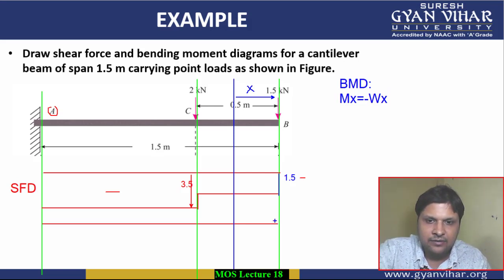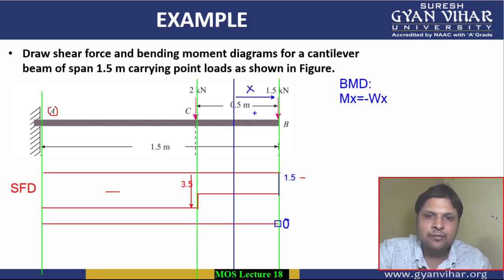At this particular point here, the x value will be 0, so here the bending moment will be taken as 0. Now moving to the leftward side, the bending moment at this point where the 2 kilonewton force is acting: if you keep the section here, students, at the 2 kilonewton force, then the bending moment caused by the 1.5 kilonewton force will be 1.5 into the distance 0.5.